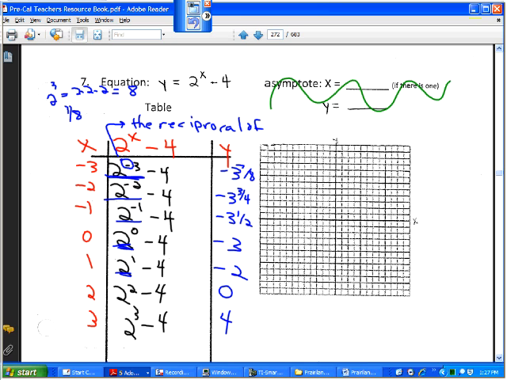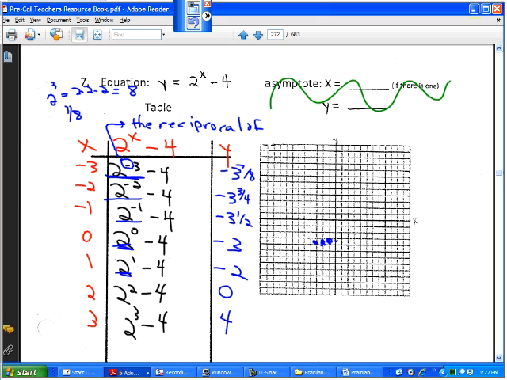So we've got -3, -1, 2, 3, and 7/8. We've got negative 2, negative 3 and 3/4. It's up just a hair higher. Negative 1, negative 3.5, just a hair higher. It's creeping up.